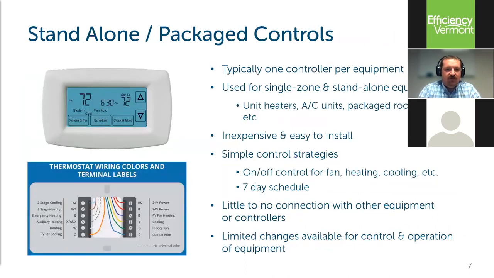So now we kind of move on to standalone, or sometimes called package controls. These controls were typically done on a 1-to-1 ratio. So you would have one controller per piece of equipment. And a lot of the times it was a single zone piece of equipment. So you would have a VAV or an air handling unit for one zone. And that would be kind of the ratio.